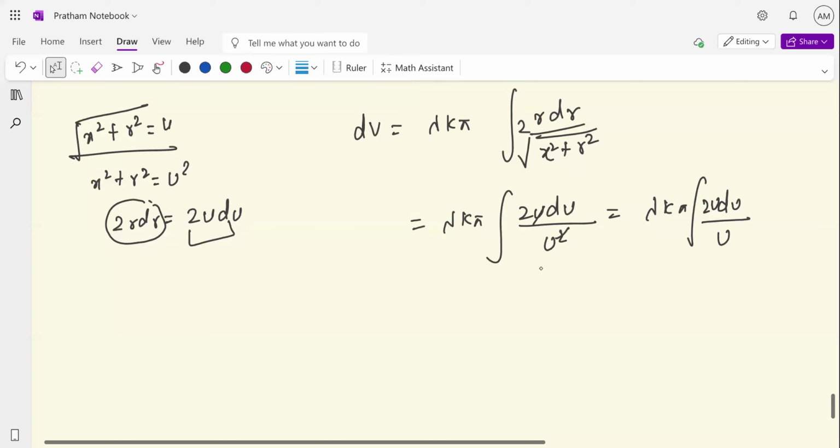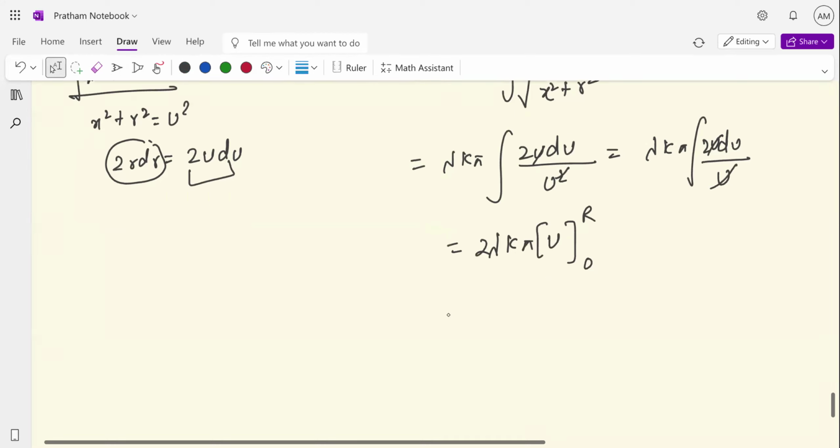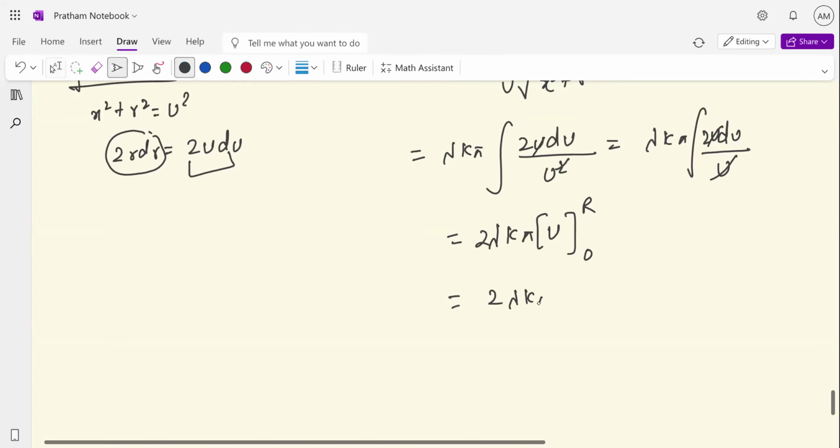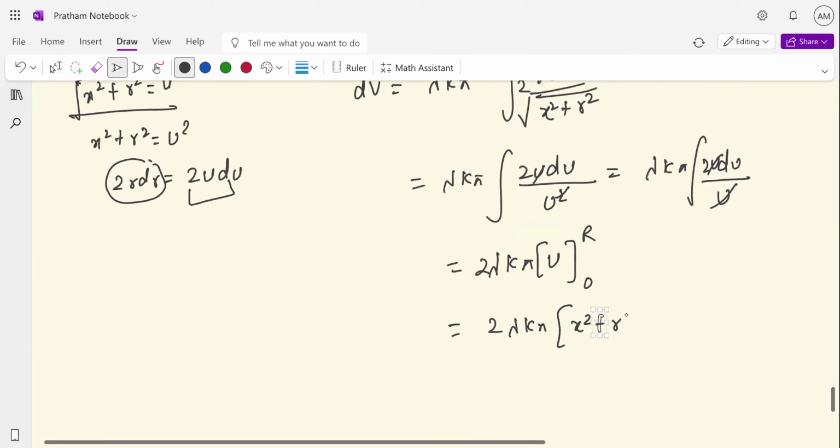And now we can solve this one. You can see lambda k pi. When you integrate it, what will it become? 2 is outside. Integration of du will result in u. So whatever I have got is this. Now I can put the value from where I'm going. I'm going from 0 to r. So you will have 2 lambda k pi, put the value. What is it? It is root of x square plus r square, from 0 to r.